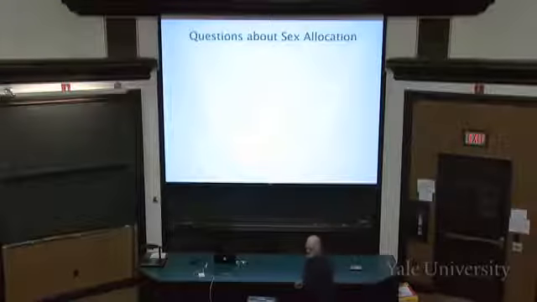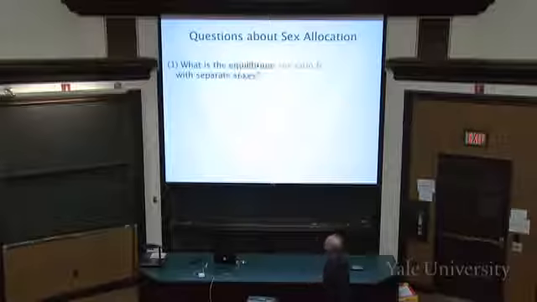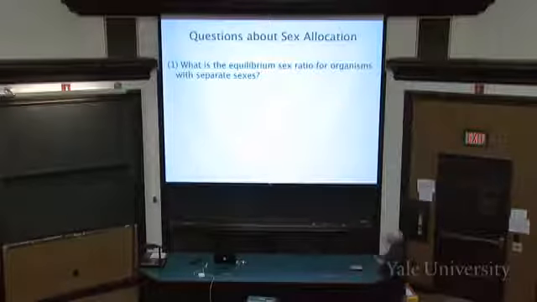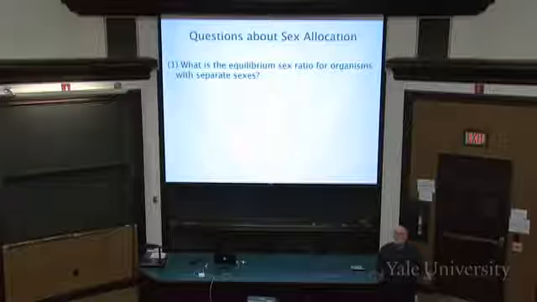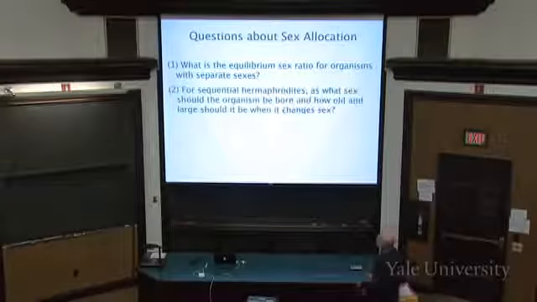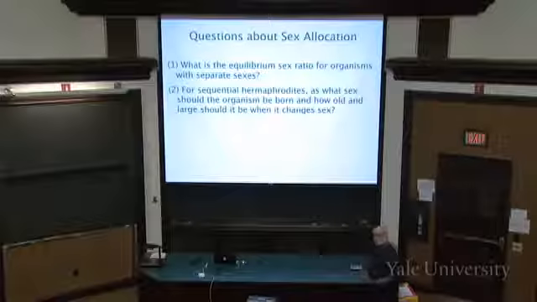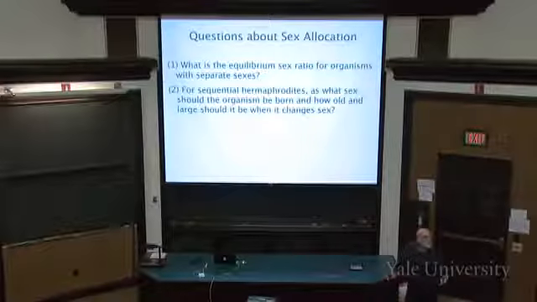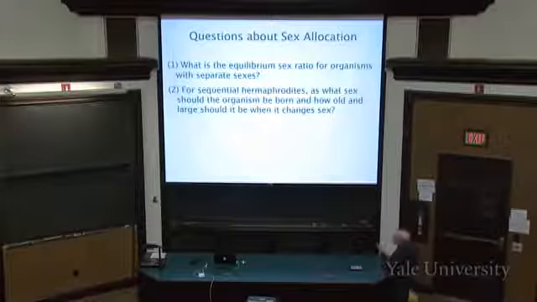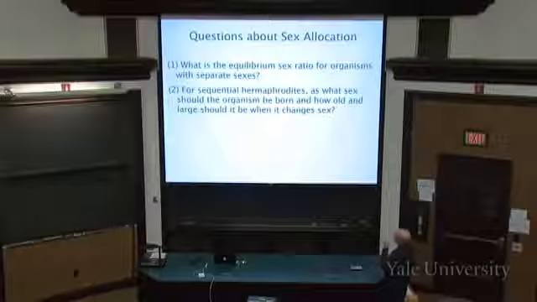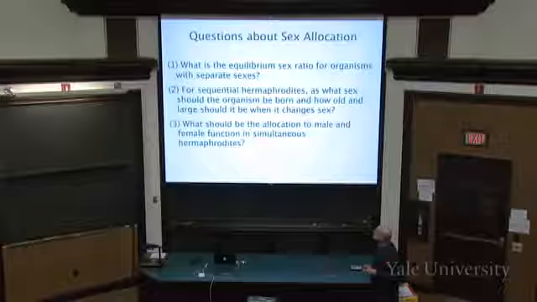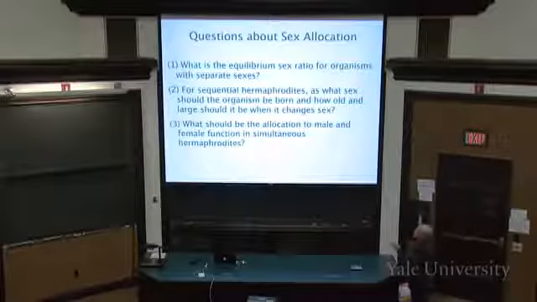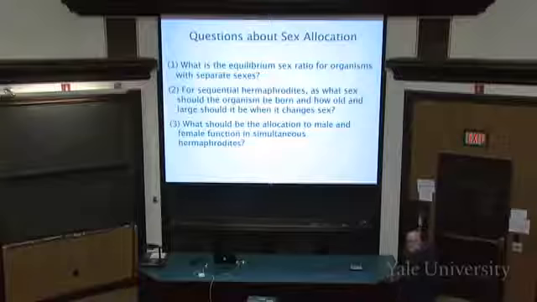So there are some very basic questions about sex allocation. One is, what's the equilibrium sex ratio? What should we expect to see in a population that has separate sexes? Another is, if the species we're dealing with is a sequential hermaphrodite, as what sex should that organism be born, and how old and large should it be when it changes sex? If it's a simultaneous hermaphrodite, then what would be the allocation to male and female function in simultaneous hermaphrodites?